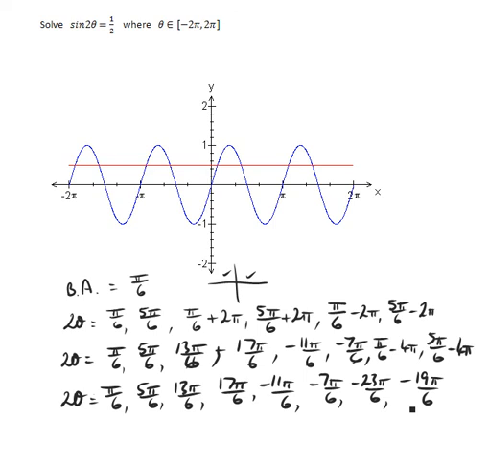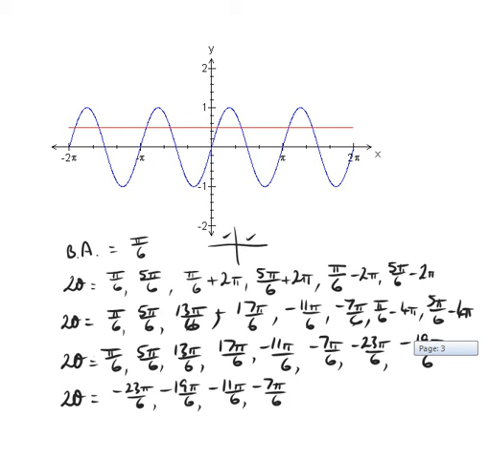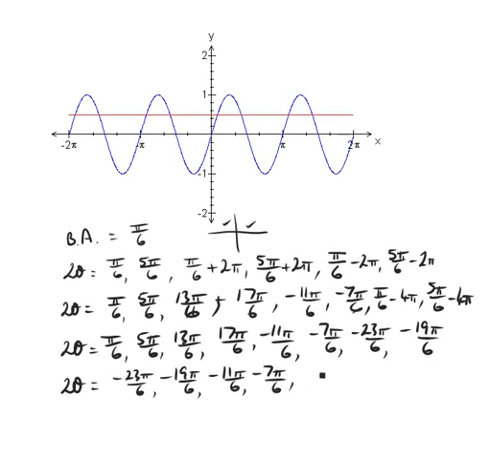They're not in a very good order, so let's write these in order. So it's going to be minus 23 pi on 6, minus 19 pi on 6, negative 11 pi on 6, negative 7 pi on 6, and then pi on 6, 5 pi on 6, 13 pi on 6, and finally 17 pi over 6.